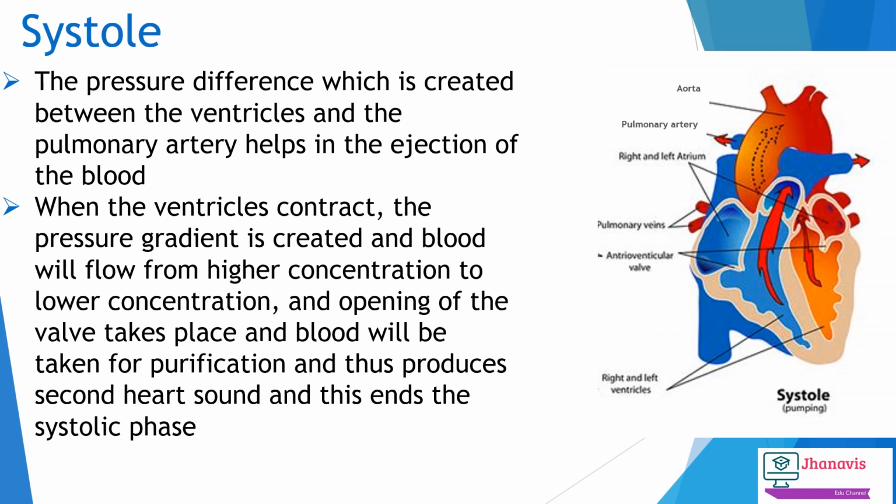which we call the systolic phase. This phase is called the pumping phase. It means the blood is pumped into the lungs with the help of the pulmonary artery. The valve involved in opening and closing of this is the semi-lunar valve. I am making myself very clear. The semi-lunar valve opens and closes due to the pressure difference between the pulmonary artery and the right ventricle.